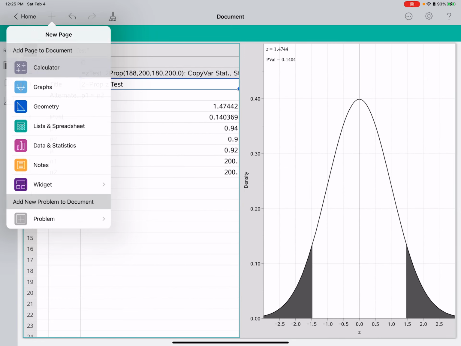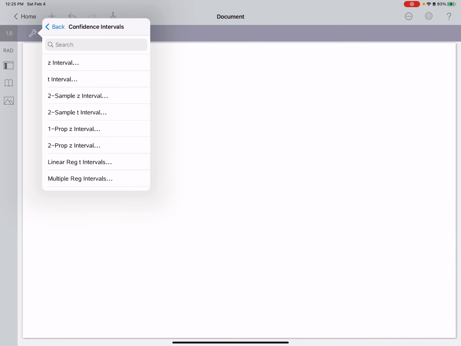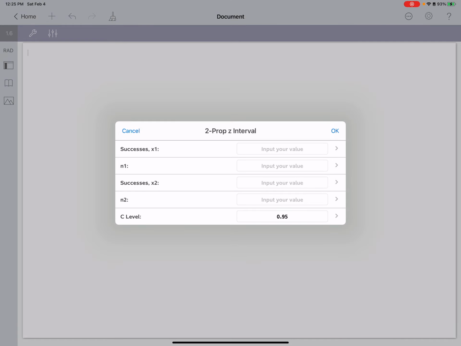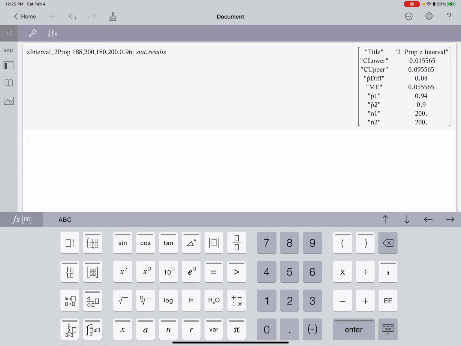I'm just going to do this one from a calculator page to show you guys you can do it from either one. Stats, confidence interval, 2 proportion Z interval. So we had 188, 200, 180, 200, and my confidence level is 90%, or excuse me, 96%. So all of this data, negative 0.016 to 0.096, that's going to be my confidence interval.